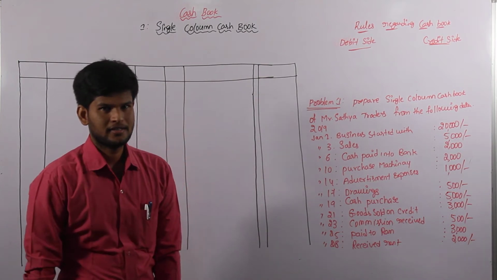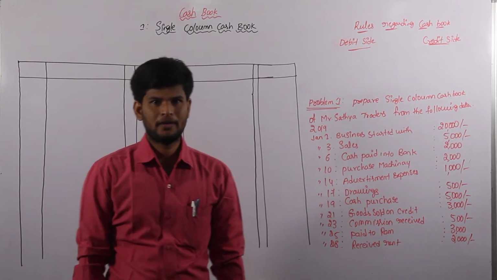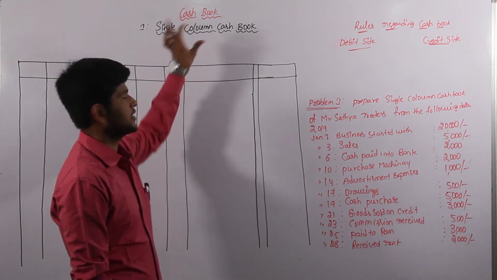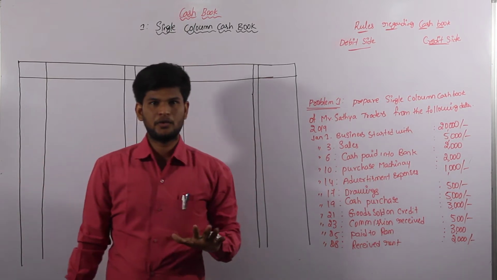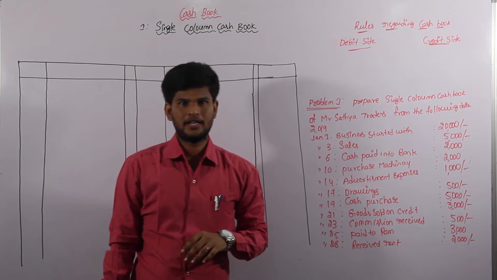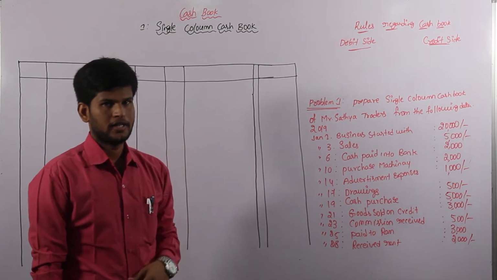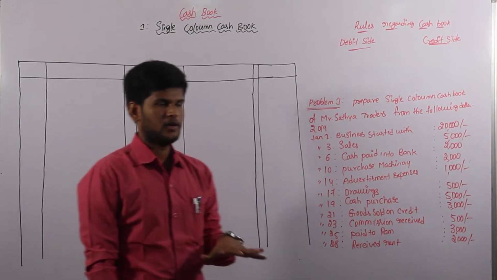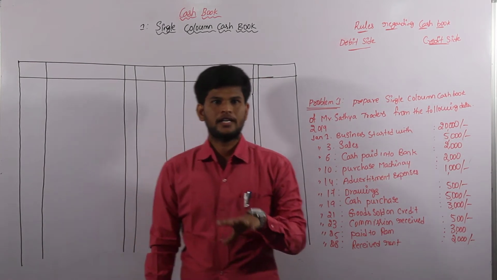Hello my dear students, come to our most important chapter in our accountancy paper, and the chapter name is cash book. Cash book is mostly where we will get 10 marks in our final examination, and we have to know the cash book. Cash book is always relating to different types of cash transactions.